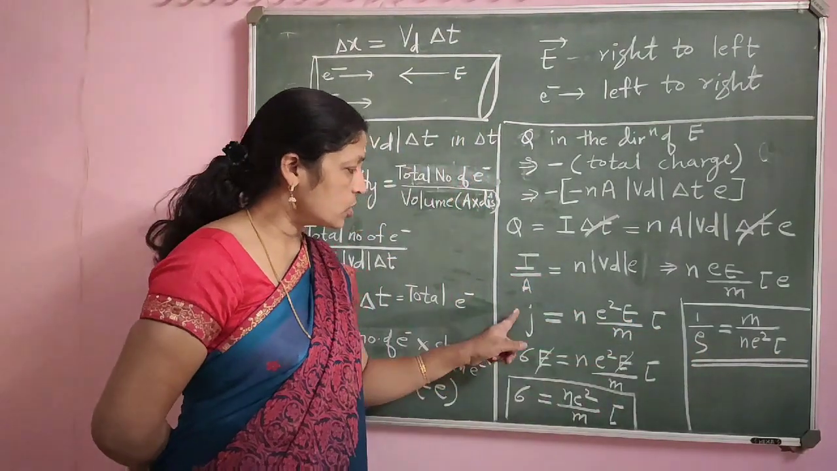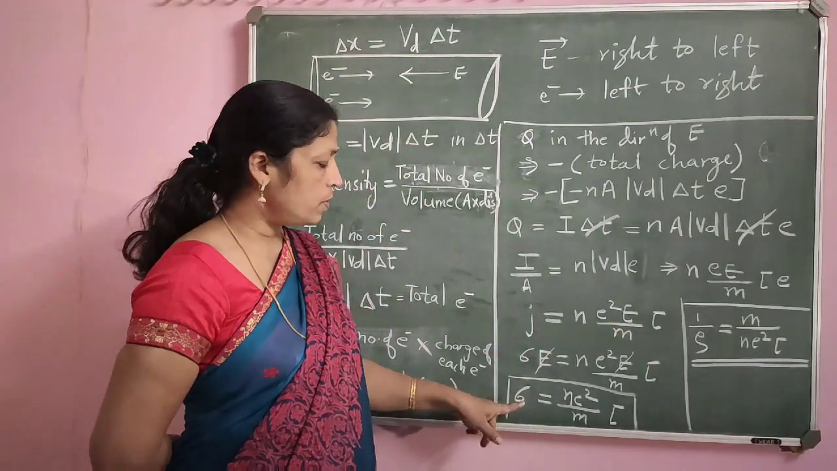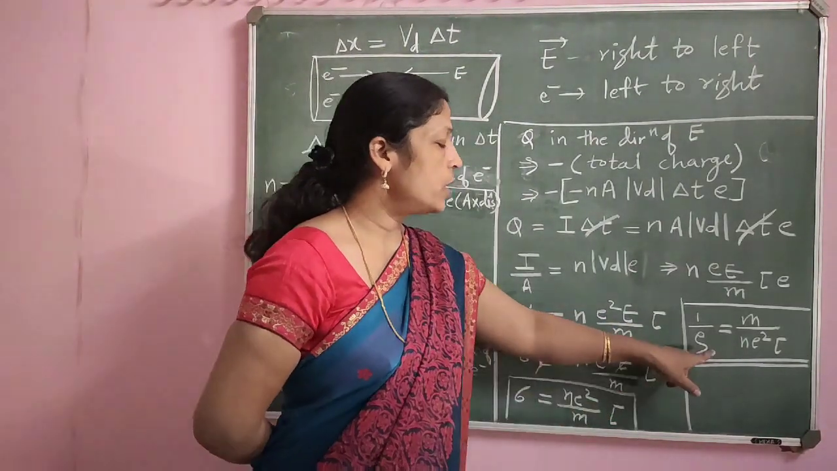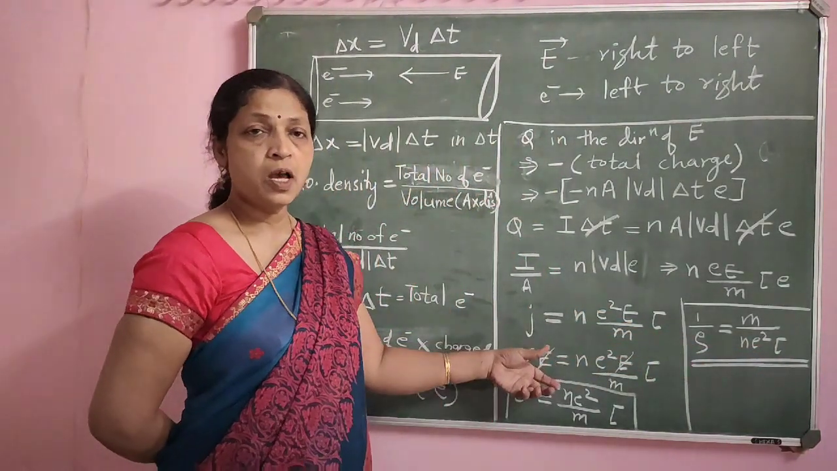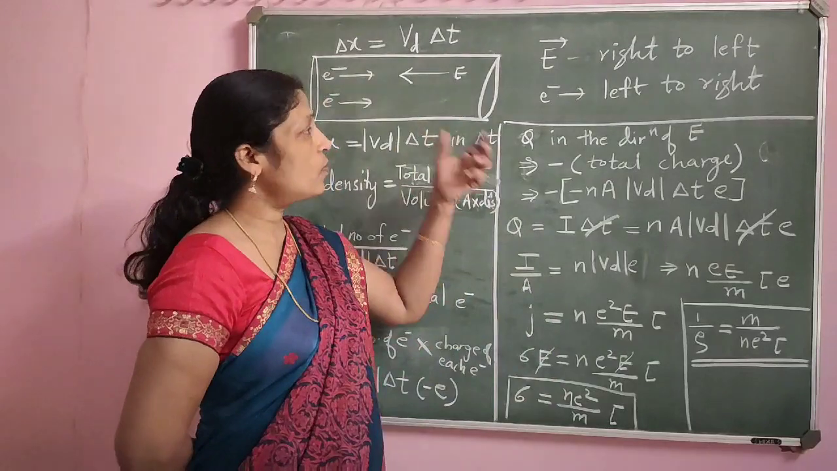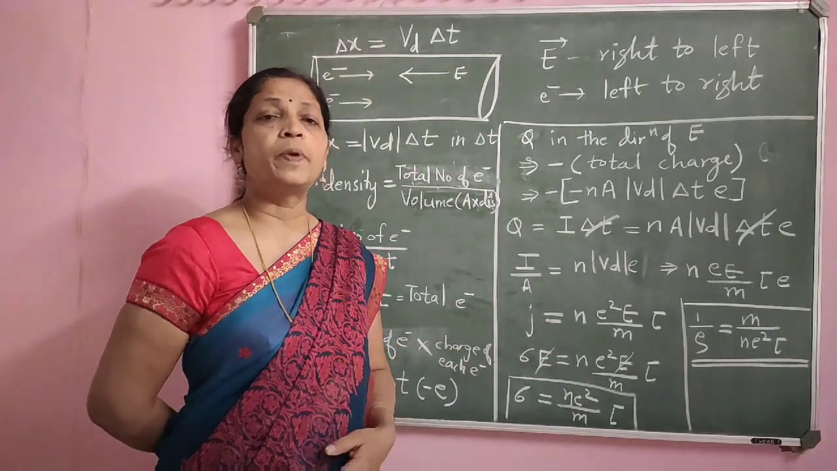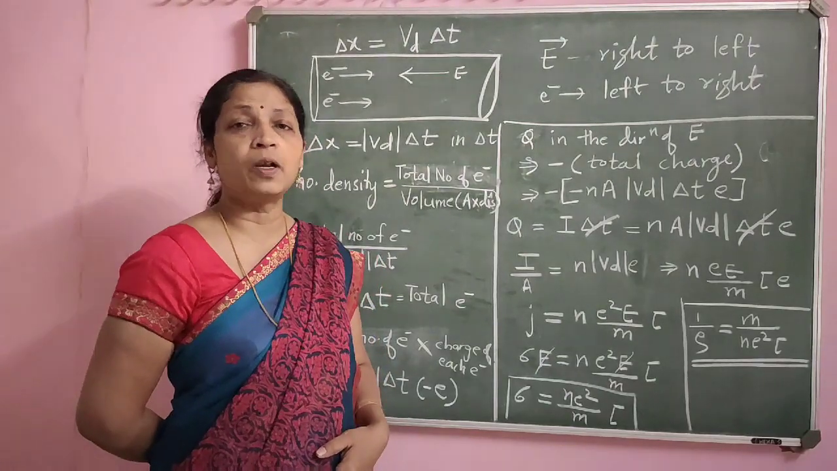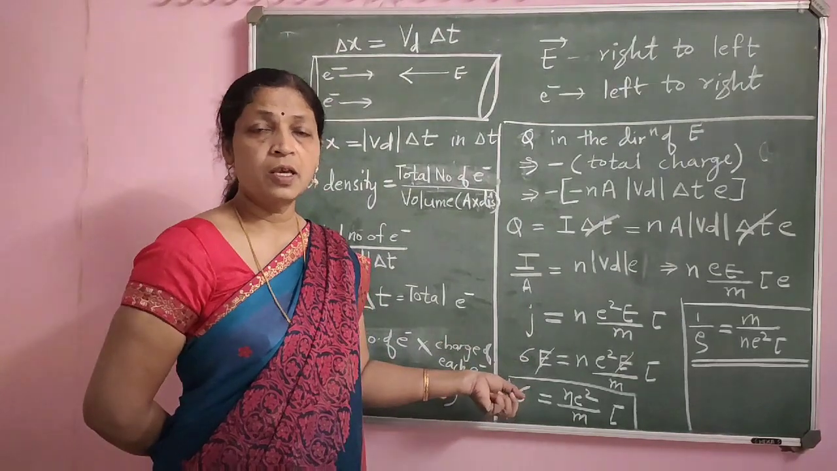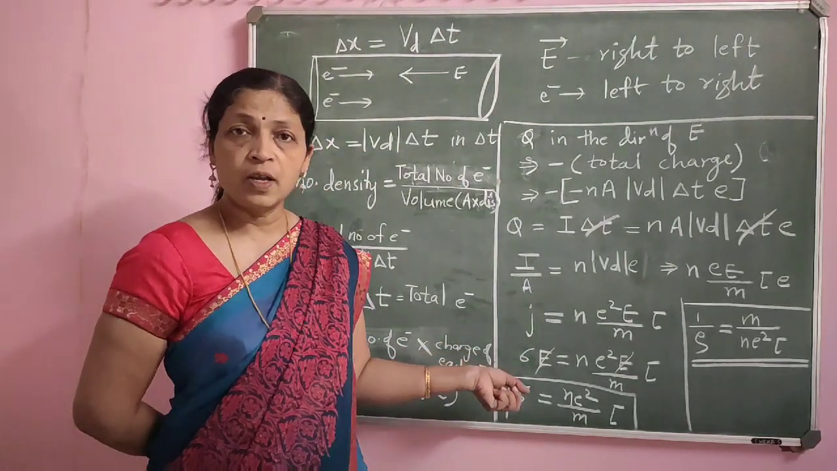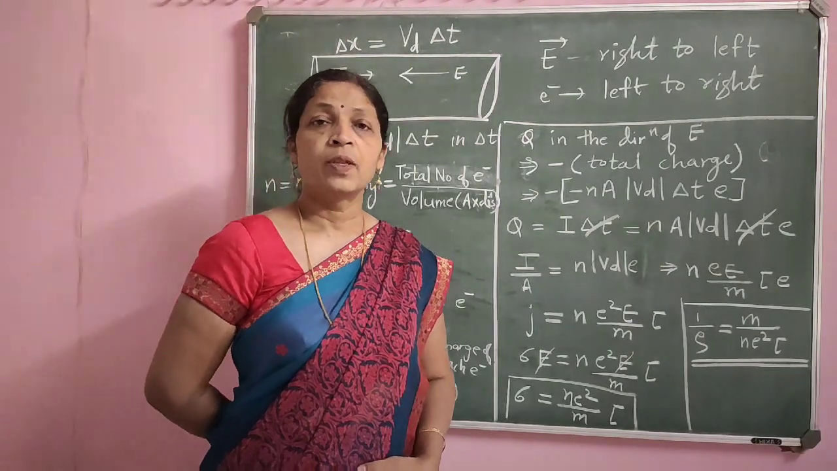So this relation between J and tau, between sigma and tau, between resistivity and tau, all these relations arise due to drift of electrons, and this drift of electrons arises due to the presence of external electric field. So conductivity and resistivity arise when the electrons get drifted in presence of external electric field.